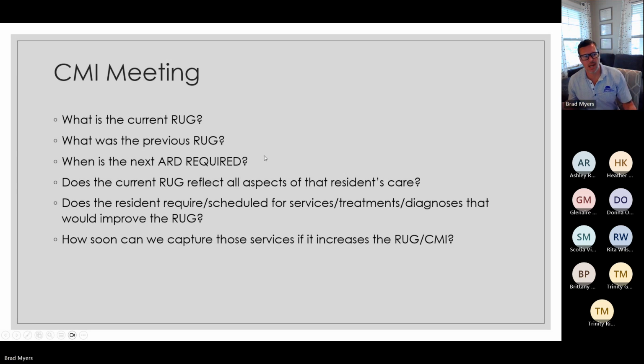So we harp a lot about case mix meetings, and first of all, we want them to be done every week. But what does that need to look like? What do we need to talk about?